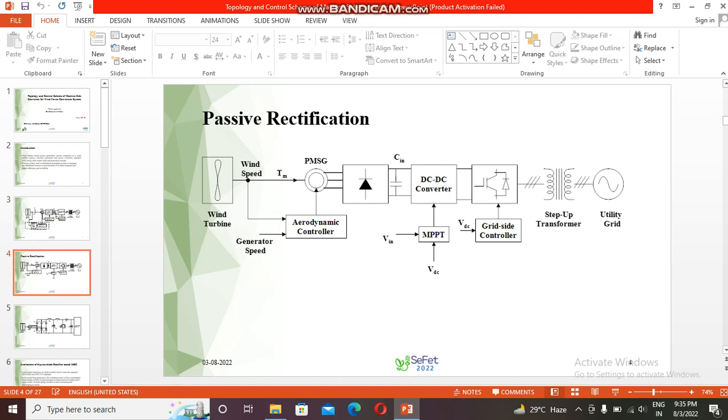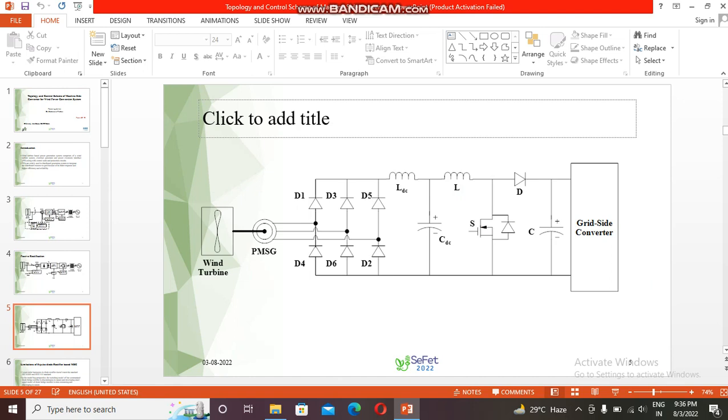So let's see the passive rectification. In the passive rectification, a simple diode bridge rectifier as well as a DC-DC converter is used. The DC-DC converter works on the MPPT principle. The duty cycle of the DC-DC converter can be changed with the MPPT. Now coming to the circuit diagram, the power circuit of this particular scheme has a 6 pulse rectifier with a filter and a DC to DC boost converter.